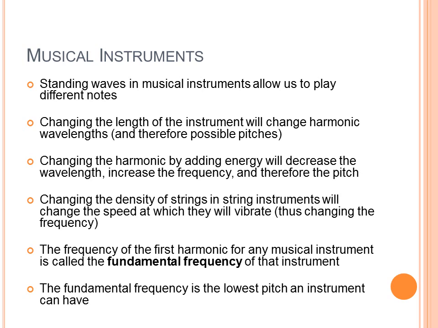So we know that the wavelength of a given harmonic depends on the length of your string or your tube or whatever your object is. And so if you change the length of your tube like you do in a trombone, you can change the pitch that you're playing or hearing.